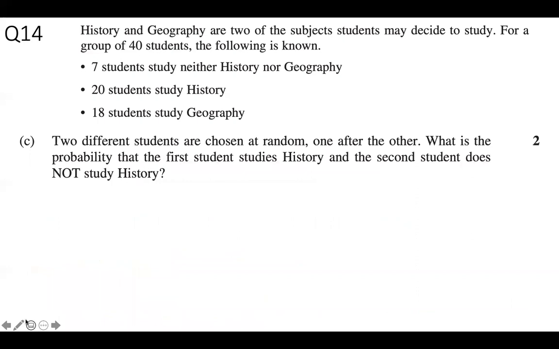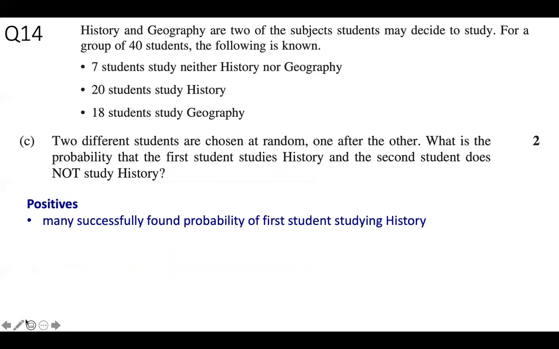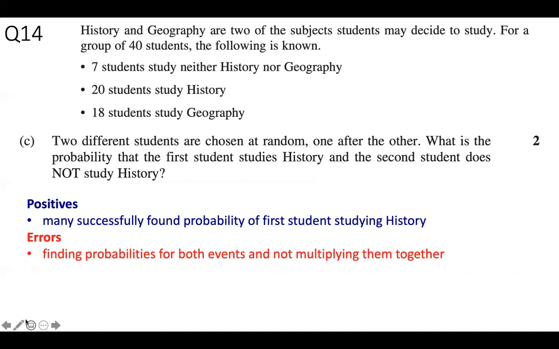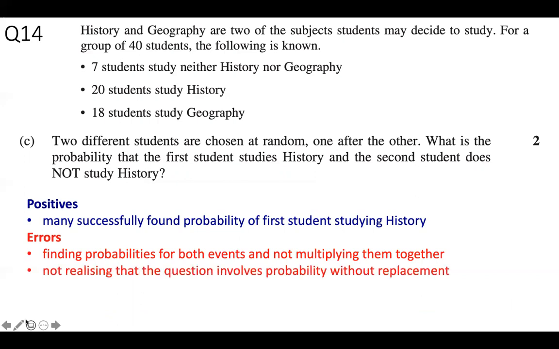Part C, we've got two different students chosen at random, one after the other. Now, with a question like this, many students successfully found the probability of the first student studying history, but the second student not studying history was what they struggled with. Some actually found both successfully, but didn't realise that they needed to multiply the answers together. And some didn't realise that the second student meant that it was a probability question without replacement.